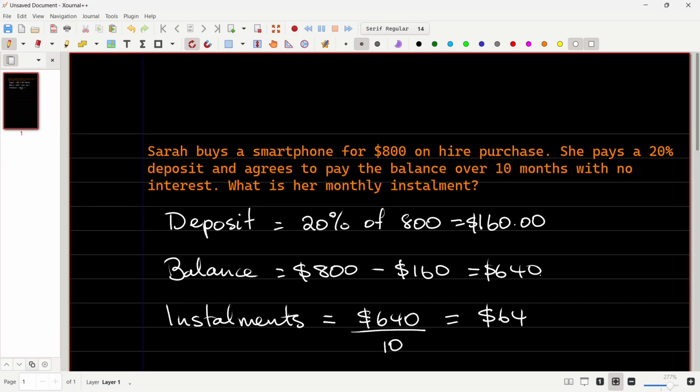All right. So that is the payment plan that she has. She has to pay $160 as a deposit and then $64 a month for 10 months, and she'll be able to own the phone outright. Let's go to the next question.